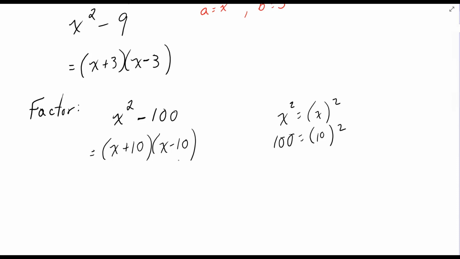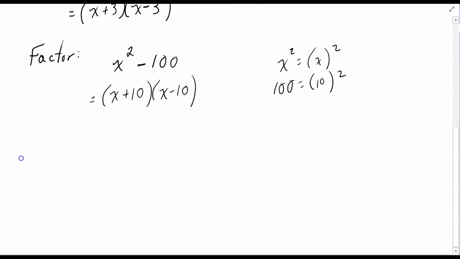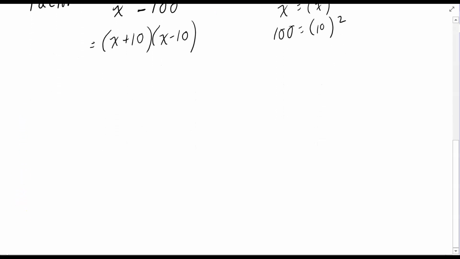Now sometimes they are not quite so obvious as a difference of squares, but let's take a look at one that's a little less obvious. Okay, so what about 2x squared subtract 18? Now, 2 isn't the square of anything. X squared is the square of x. So that's partially got a square in it. 18 is not the square of anything.